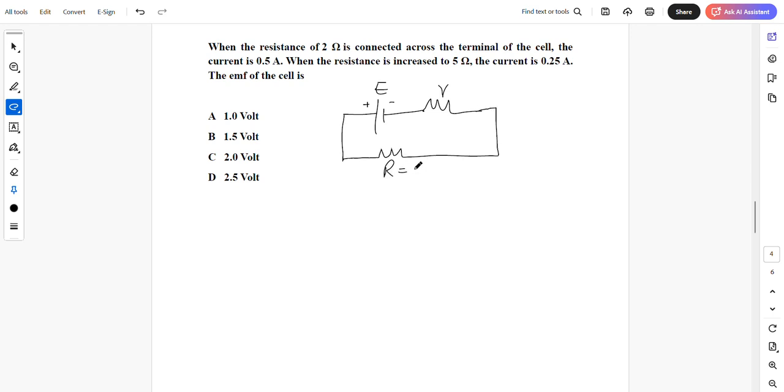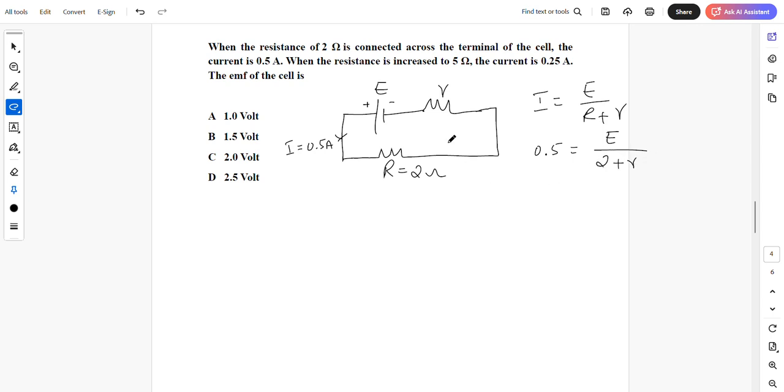R is equal to how much? 2 ohm is given. How much current is given? I is equal to 0.5 amperes. So I is equal to what? E divided by R plus r. I is 0.5, is equal to E, which we do not know, divided by 2 plus r.